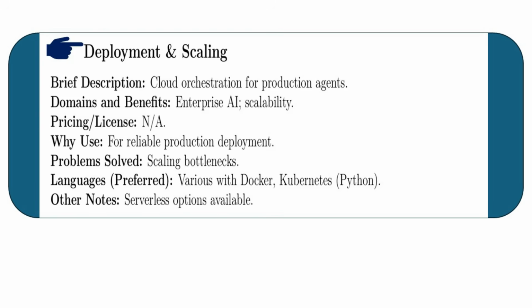Deployment and scaling: cloud orchestration for production agents and enterprise AI, the domain area benefiting with scalability. It is mostly used for reliability and production deployment, and resolves scaling bottlenecks. The preferred language varies with Docker and Kubernetes, mostly Python is used, and it has a serverless option available.